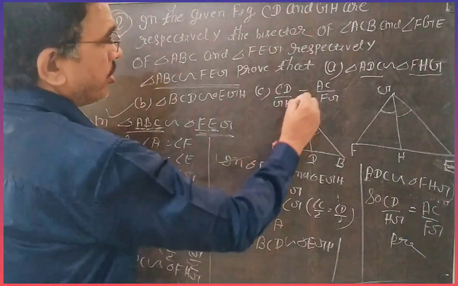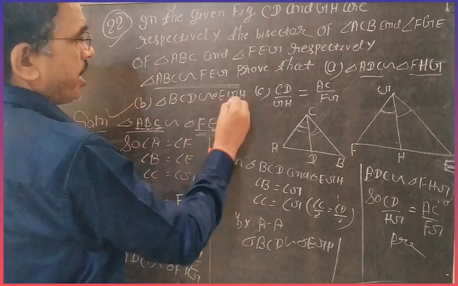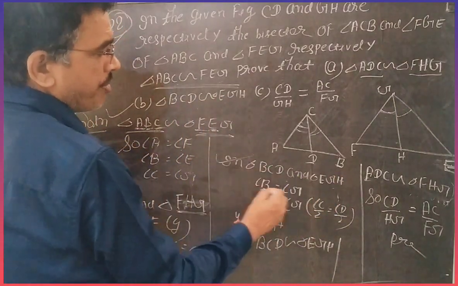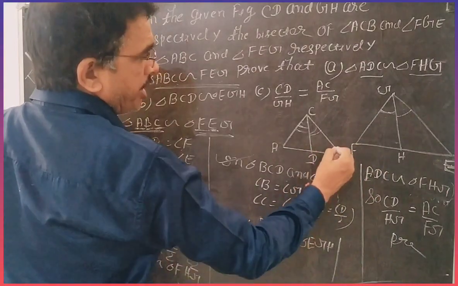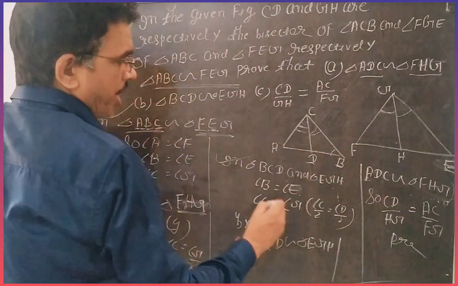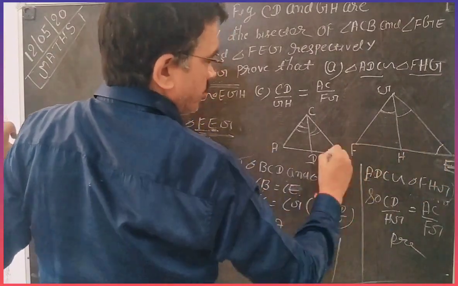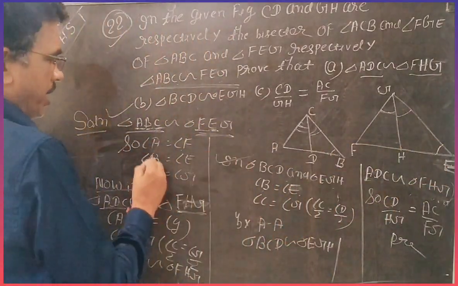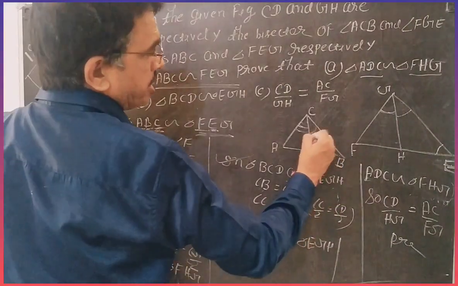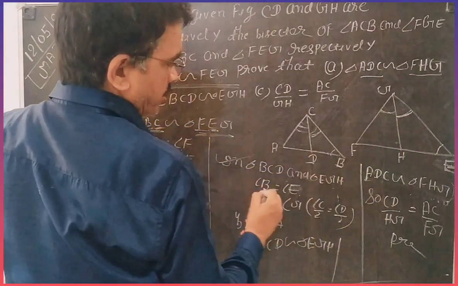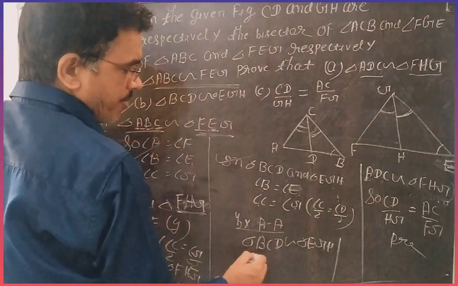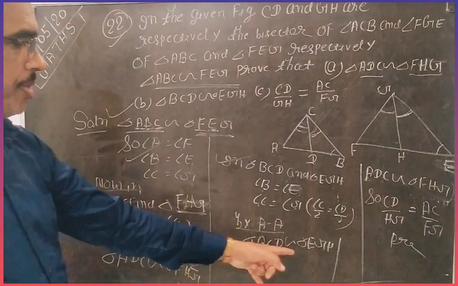Similarly, the second question, that is BCD, EGH, BCD and EGH. Here also it is clear that B is equal to E, because B is given equal to E. C is equal to G. Here is C by 2, here is G by 2. So C by 2 is equal to G by 2. So by AA similarity, this BCD is similar to EGH.